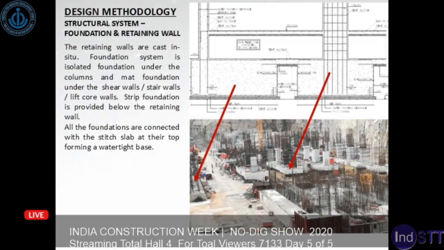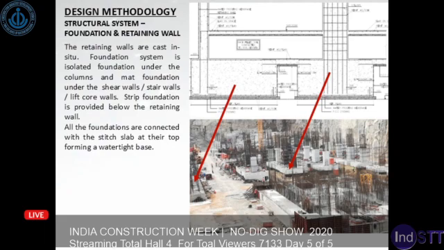As far as the foundation and retaining walls are concerned, they are cast in situ. The foundation system is isolated foundations under the columns and mat foundations under the shear walls and stair walls, lift core walls. The retaining wall has a strip foundation below it. All the foundations are connected with a stitch slab at their top, forming a watertight base.